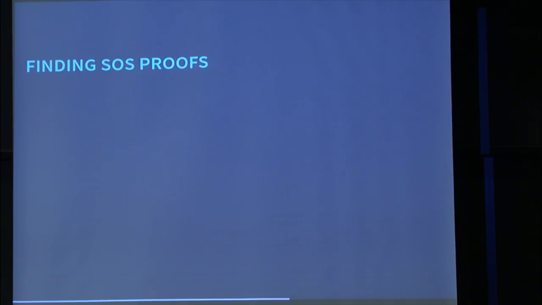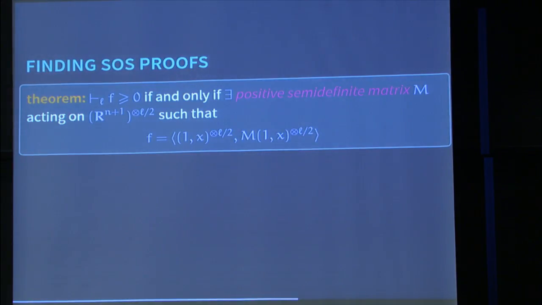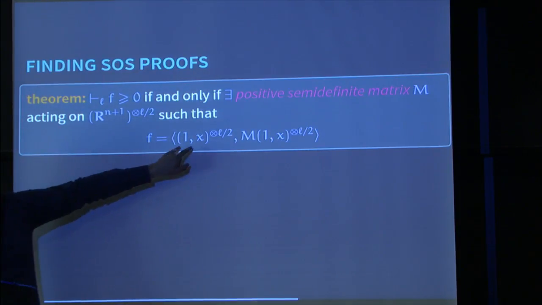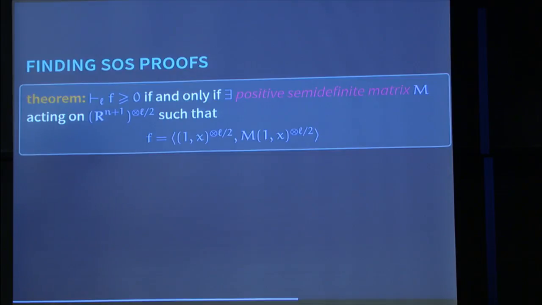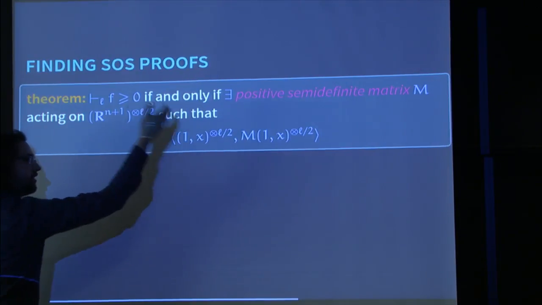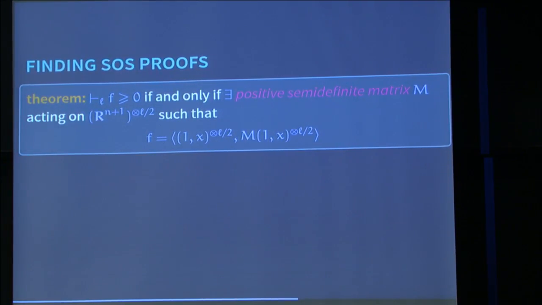The details are a little bit technical, but I want to show you the mathematical fact that underlies the algorithm. And the mathematical fact is the following. It turns out that if you have a function F on the hypercube and it has degree L, then it has a degree L proof of this inequality if and only if there exists a positive semidefinite matrix M such that the function F is the quadratic form of M evaluated at this vector, where this vector contains all monomials up to degree at most L over 2. Maybe I shouldn't have used this notation. This is just a vector that contains all monomials of degree up to L over 2.